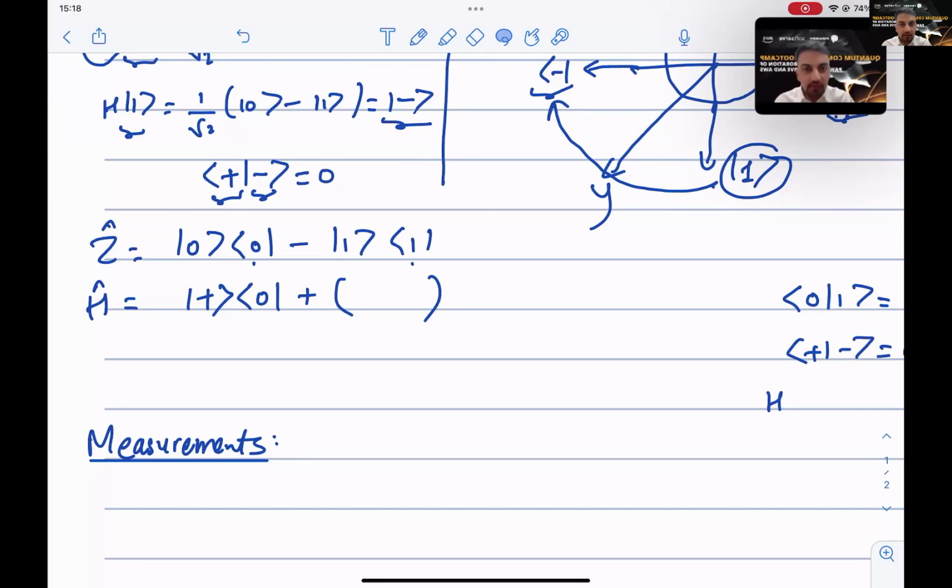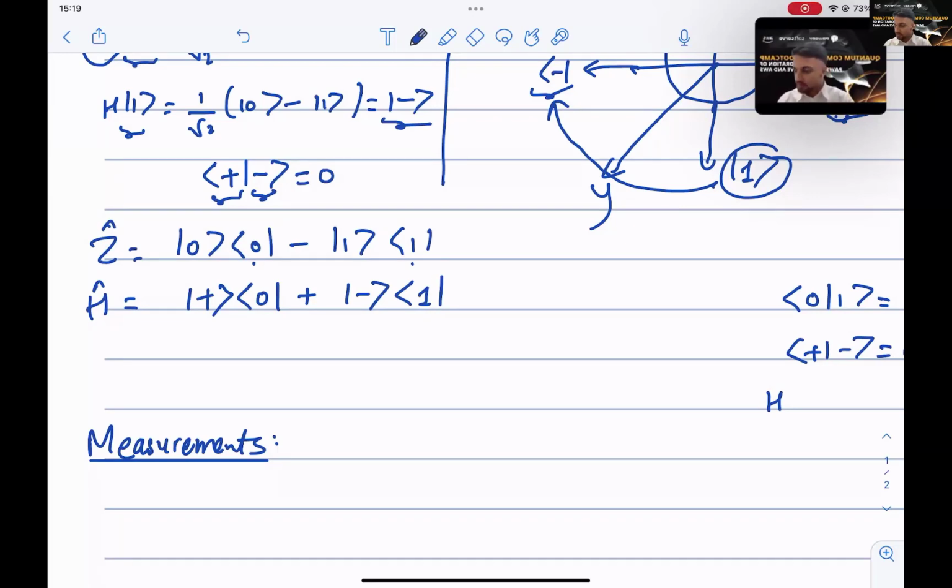Plus, because the first response was plus, 0, plus, minus, minus 1 could work. Minus 1. Okay, yeah. So I think we have answers coming here. So basically it's saying that it acts on the 1 state and takes you to the minus state, right? And that's what Hadamard is basically doing.